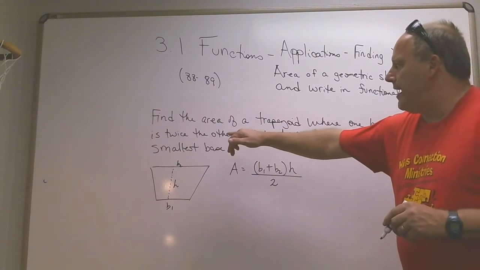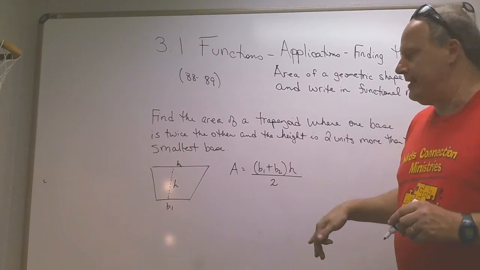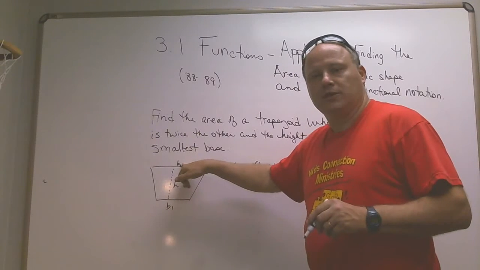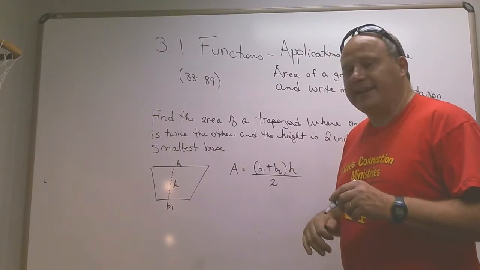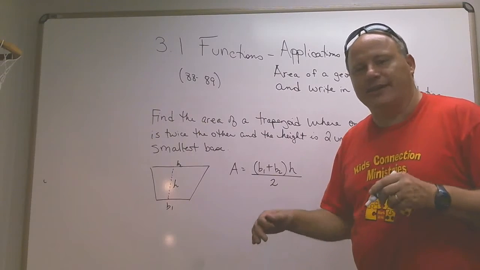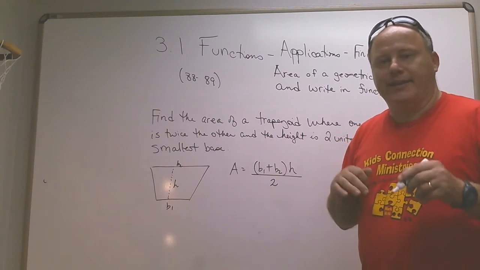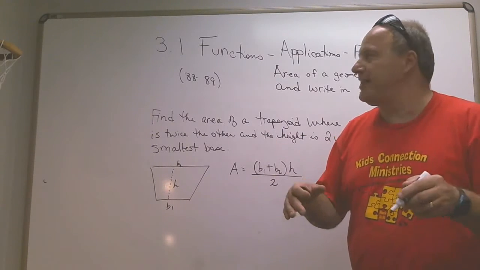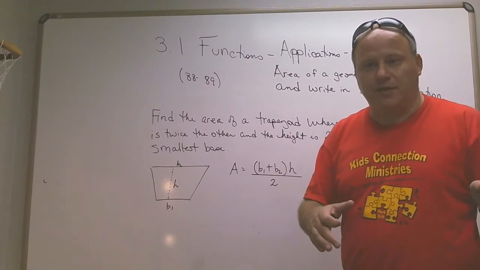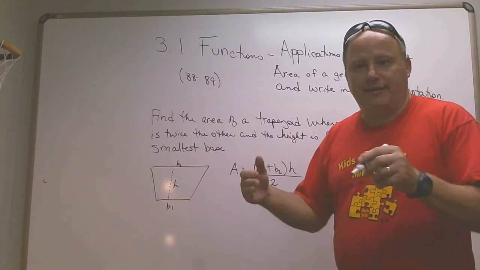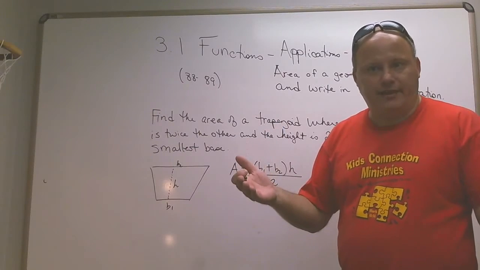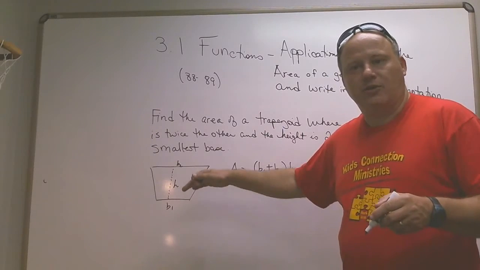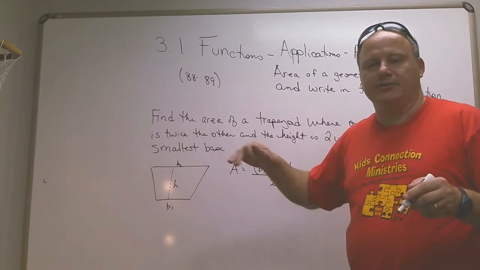Now, one base is twice the other, which basically means if this one was 5 inches, this one would be 10 inches. If this one was 12, this one would be 24. So one's twice the other. Now the thing is, I don't know what either one of them is. I don't know what the h is, so I need to get everything in terms of the same variable, and then I can create a formula based on that variable. That's what all functions are. It's what f of x means. It's a formula, f, and it's based on what x is. So here, this is a formula based on something on this trapezoid.